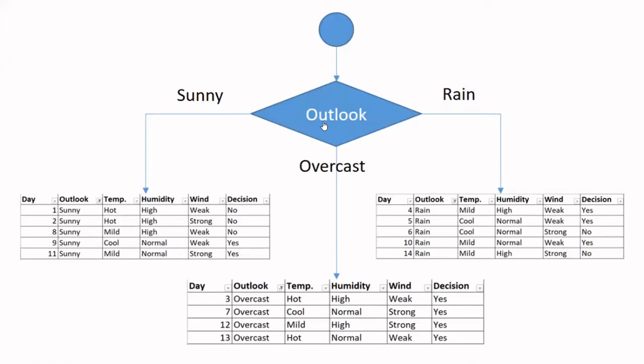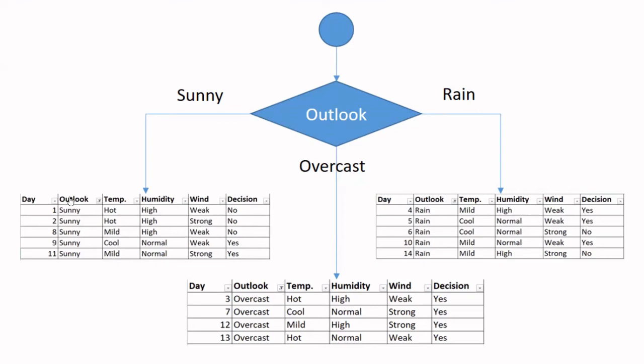Now outlook is sunny. Now outlook is rain: another 5 instances. When outlook is overcast, there are 4 instances. The total is 14. Fortunately, when outlook is overcast, all the decisions are yes only. That means irrespective of temperature, humidity, and wind values, when the outlook is overcast, the decision is yes. Outlook sunny has two binary values, yes and no. Outlook rain also has two values.